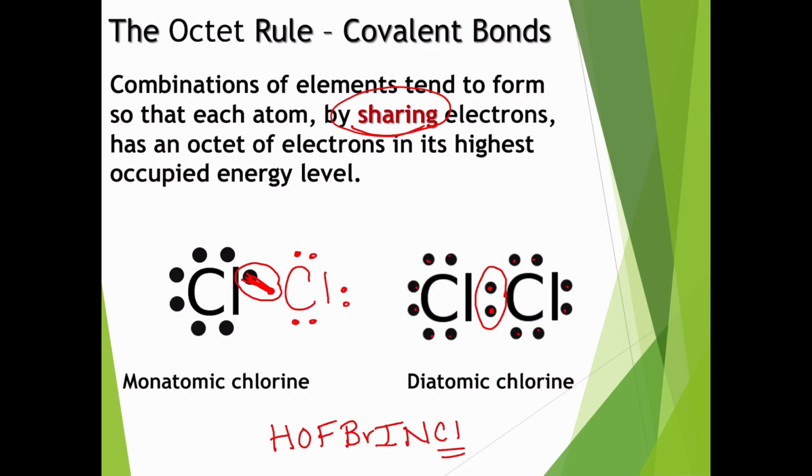And so those electrons in the middle are bonding pairs, right? These ones in the middle are bonding electrons. And then all of the other ones that are not participating in bonding, like these, we call lone pairs.